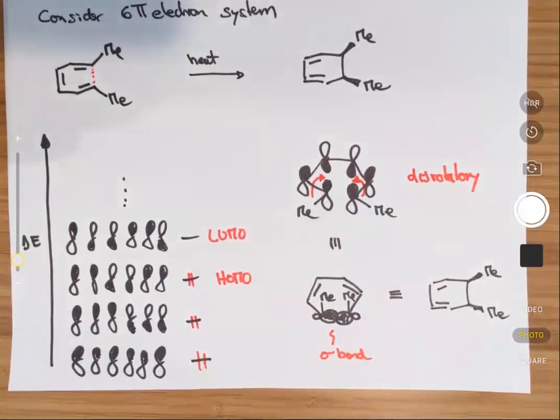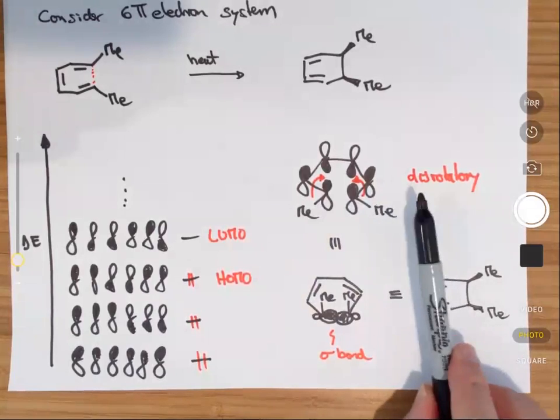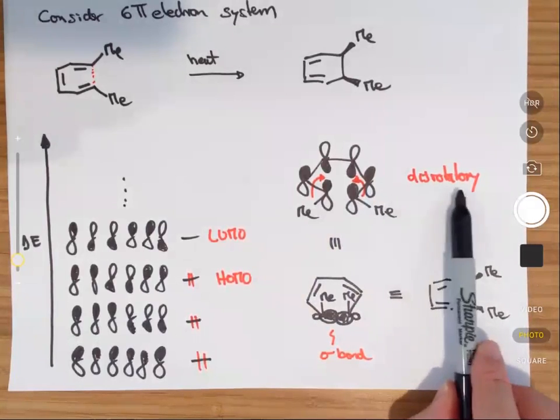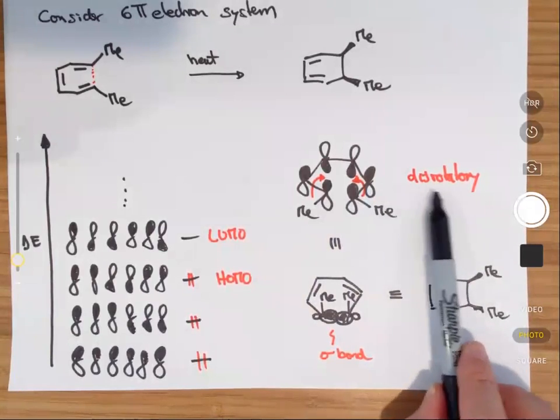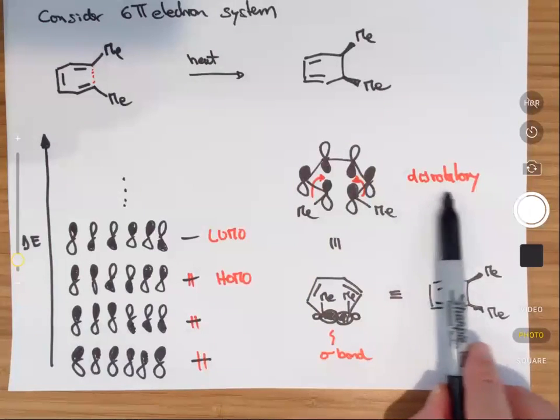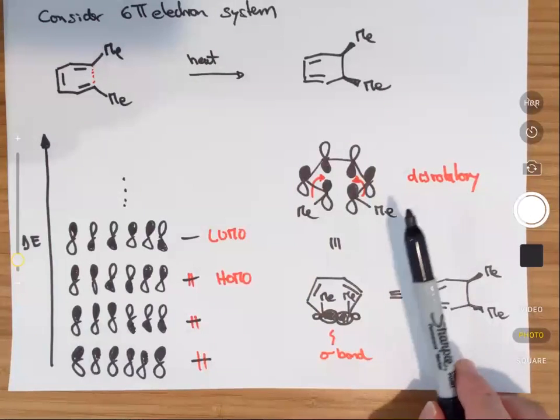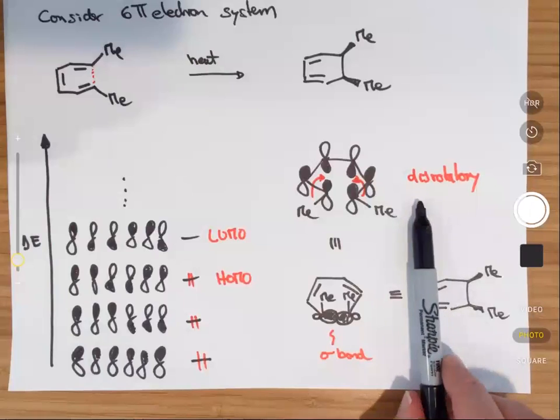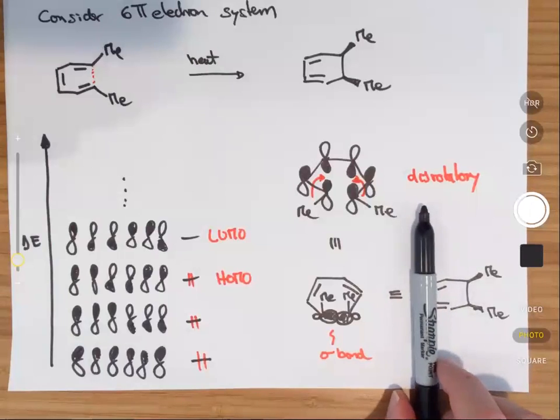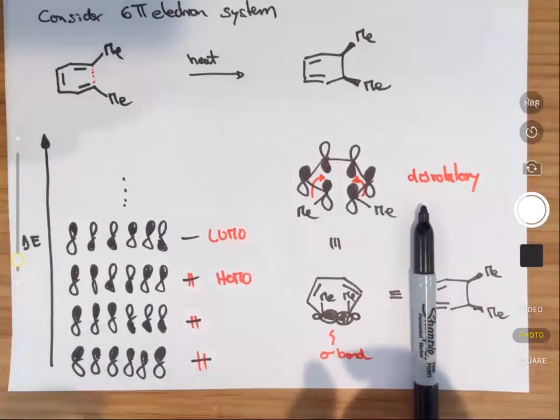So for 6 pi electron systems, it seems like the disrotatory motion is the one that we observe experimentally. And for 4 pi electron systems, we see that the conrotatory rotation, where they rotate in the same direction, is the one that we observe experimentally.